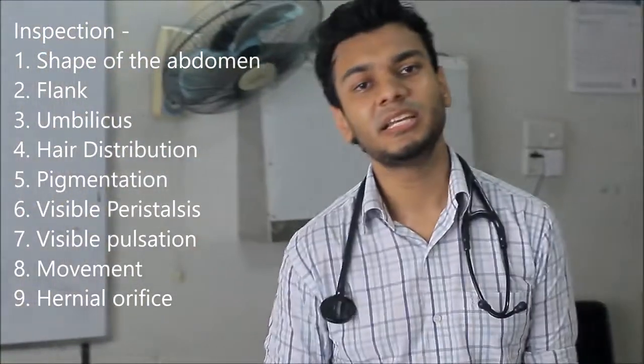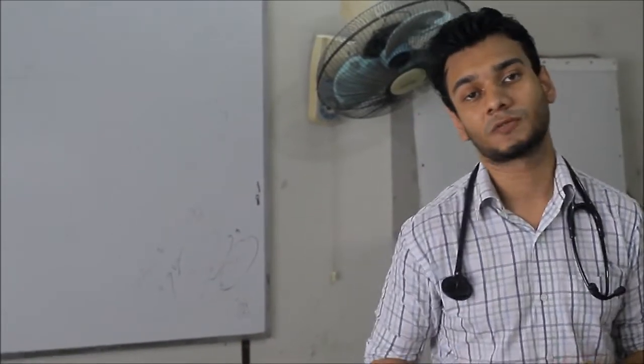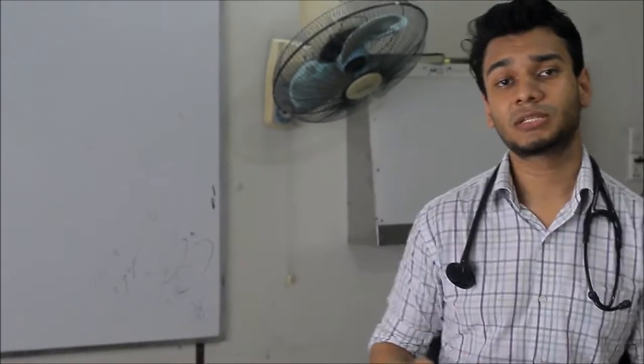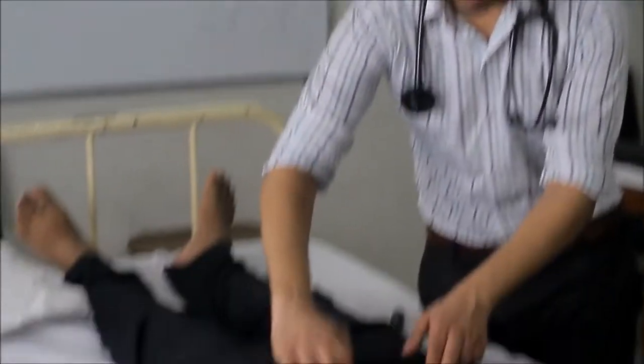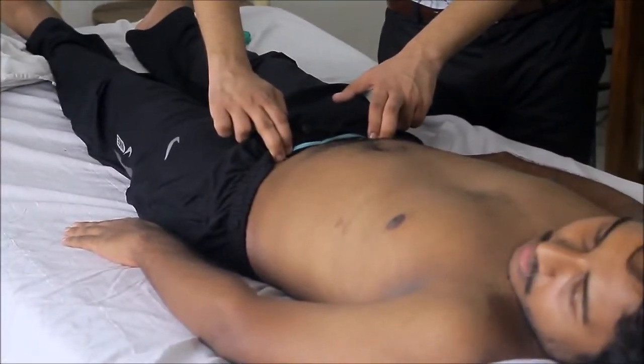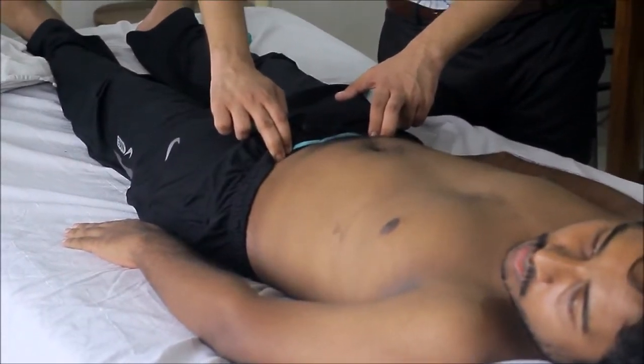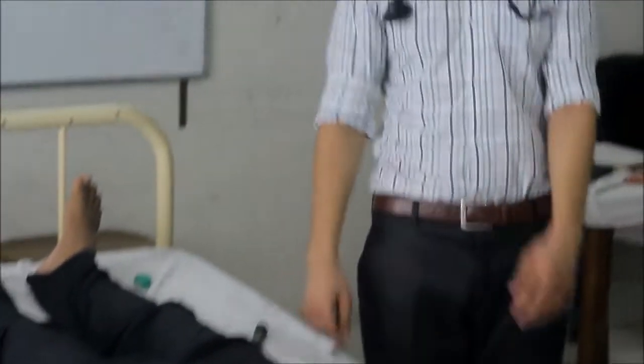A commonly mistaken thing in inspection: if your professor asks you to inspect the abdomen, you have to inspect it for at least 2 minutes, because the peristalsis wave of the abdomen comes at a 2 to 3 minute interval. If you don't inspect for 2 minutes, you may miss the visible peristalsis, which is a cardinal feature of intestinal obstruction. Then you end your inspection by watching the hernial orifices. Pull down the trouser and ask the patient to cough, and check whether there is any bulging present or whether the hernial orifices are intact or not.